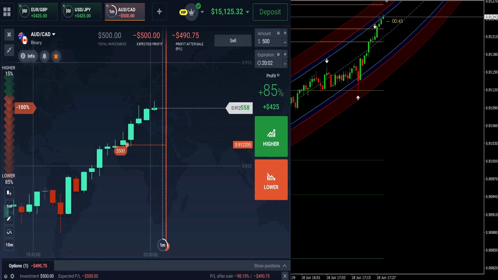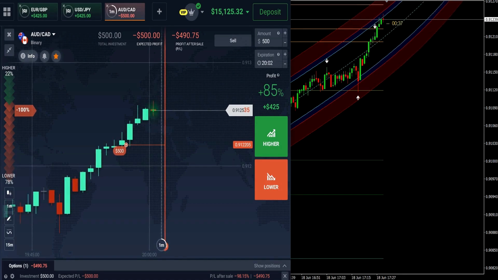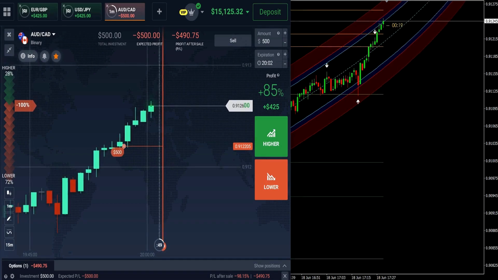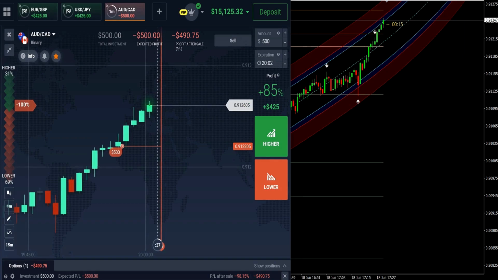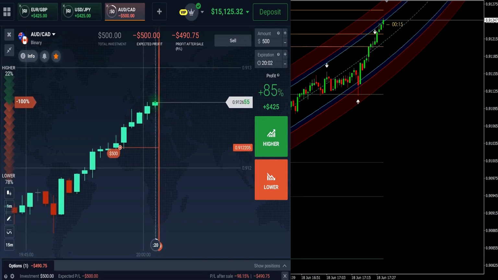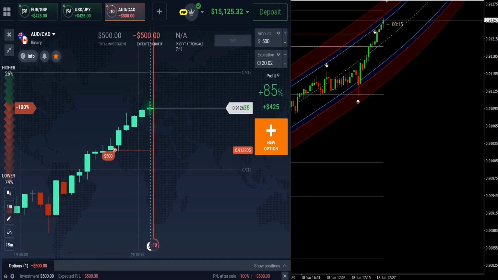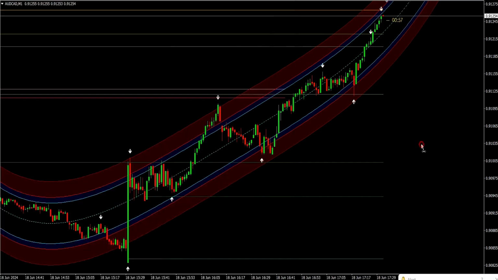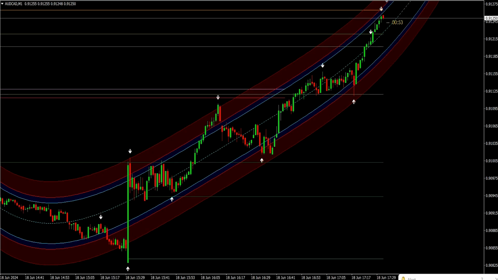But this is more of a learning trade, not one we would normally take during a real trading session. These kinds of examples are important because they help you understand the importance of discipline and sticking to your strategy. We've lost this trade, and this is exactly why we should never go against the trend. This was a clear example of what can happen when we don't follow the rules.